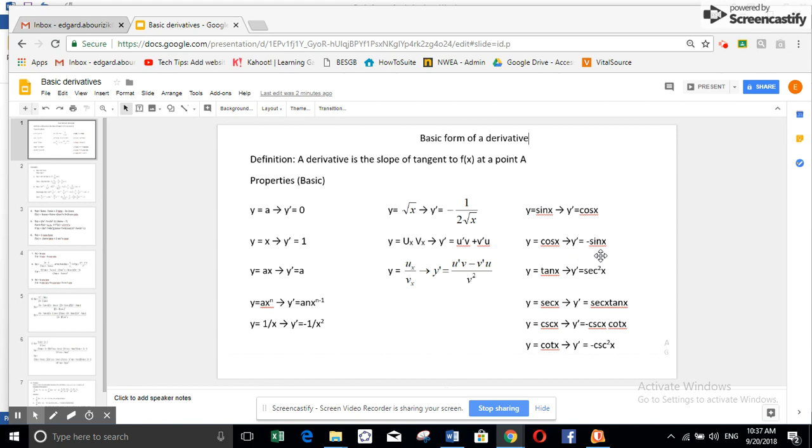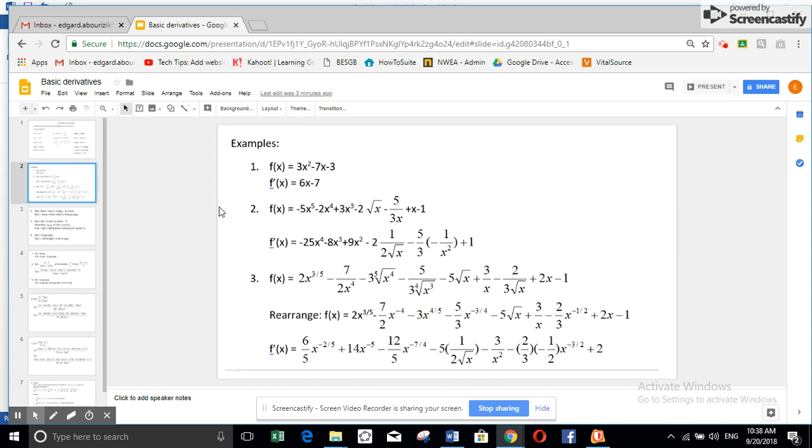Sine will be cosine, cosine will be minus sine, tangent will be secant squared, secant will be secant tangent, cosecant will be minus cosecant cotangent, and cotangent will be minus cosecant squared x. You must memorize these formulas. Let us take some examples.